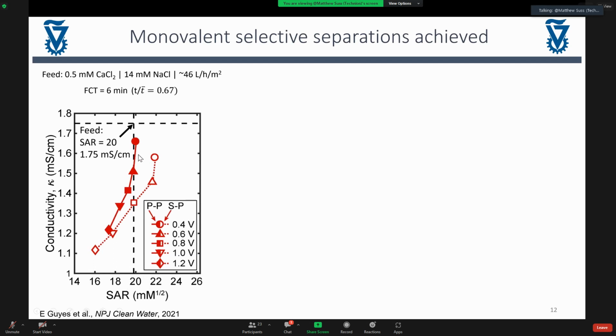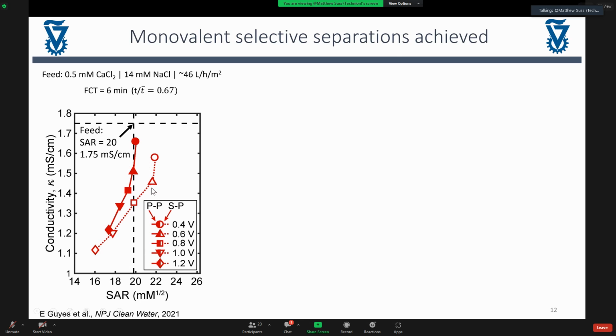And we have basically here the pristine cell, which is the filled markers, and the sulfonated cell, which is the open markers, at various voltages. So the different marker shapes are different applied voltages from 0.4 volts to 1.2 volts. And what you can see is that for both of these cells, the one with the sulfonated electrode and the one without, every time you charge the cell, you reduce the conductivity, you pull out ions. But sometimes you do so in a way that hurts water quality. So you pull out the wrong ions, meaning that the conductivity is reduced, but the SAR is increased.